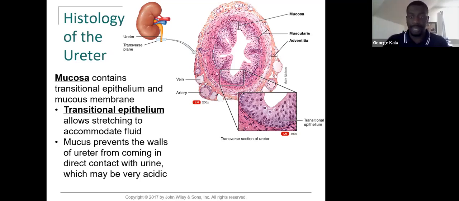Okay. And then it's also going to be producing some mucus, and the mucus just helps to prevent the ureters from coming into direct contact with the urine, because the urine can become pretty acidic. So if there's extra acid there, and we didn't have that mucus, it could cause some significant damage and irritation to the ureter's walls. So the mucus just helps to protect the ureter's walls from being exposed to too much acid inside the urine.